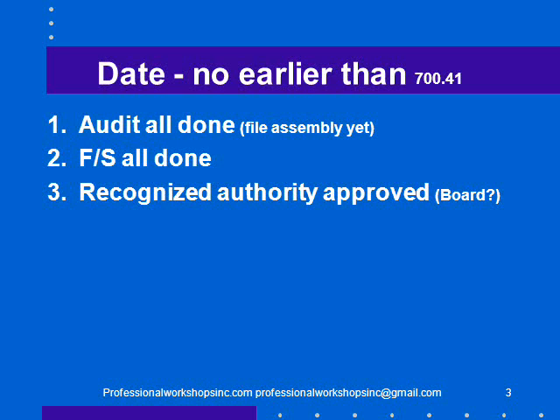The financial statements have to be all done. Notes and everything, they have to be complete. And the financial statements have to be approved by a recognized authority. That would normally be the board. Can't be the audit committee. The audit committee doesn't approve the financial statements, the board does.